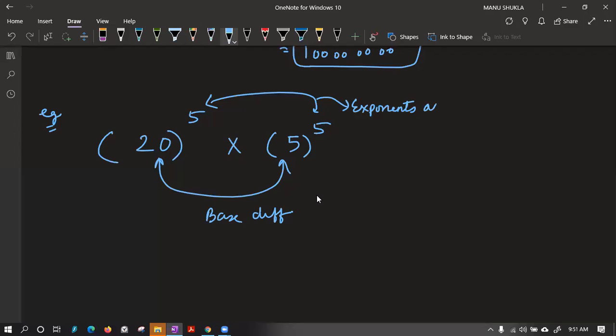Exponents are same. So what we can do is, instead of solving 5 power 5 first, we can directly say it is 20 into 5 whole power 5. You can check, Ryan, you can solve these individually and multiply, and you can solve this separately. You will get the same answer.